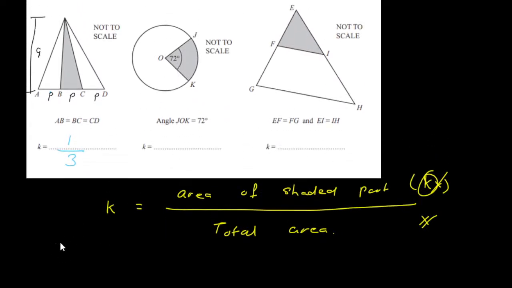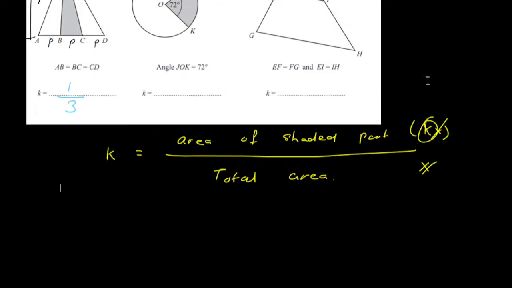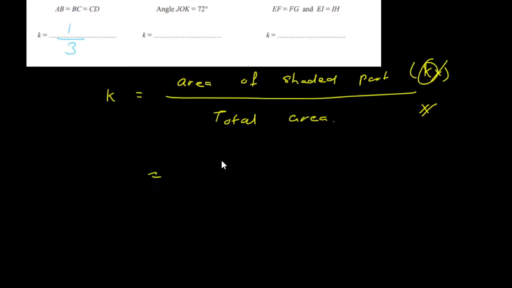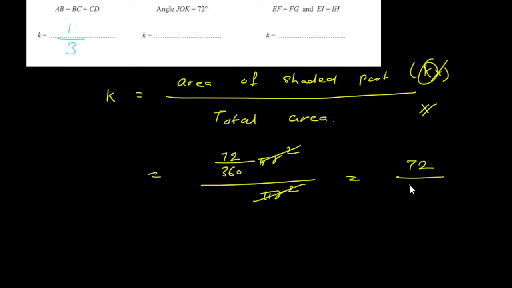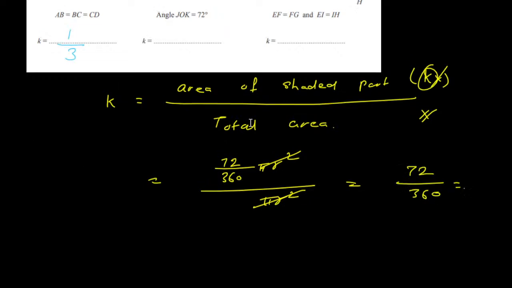So here you can work out the area of the shaded part: 72 divided by 360 into pi r square, and the total area is 360 divided by 360 pi r square. So 72 divided by 360 is going to be your answer. Shall I elaborate it or do you understand? Let me write in totality. This k is equal to the area of the shaded part, that is 72 divided by 360 pi r square, and the total area is pi r square only. So if you cancel everything, you will get 72 divided by 360 only. So you simplify, you will get the answer.